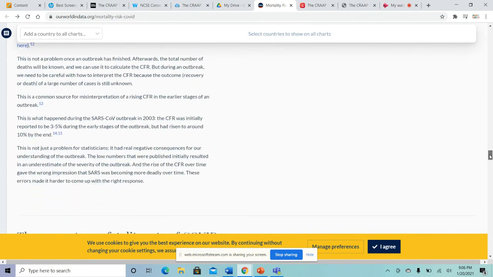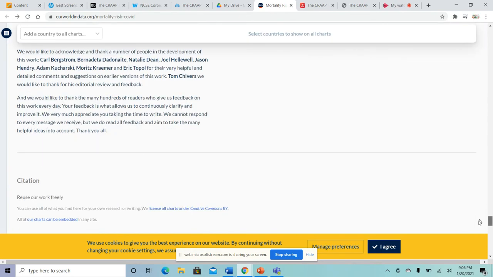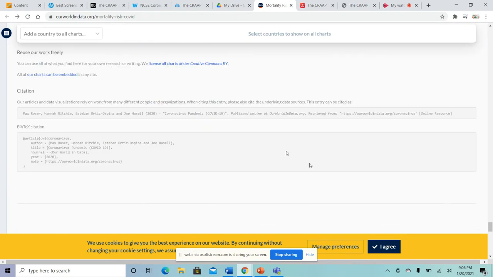In addition, all the way at the end, they give you specific resources on who the author is. As you see down here below where it says citation, what the organization is, as we can see here it is Our World in Data, what year it was published, and the link, and that's all.